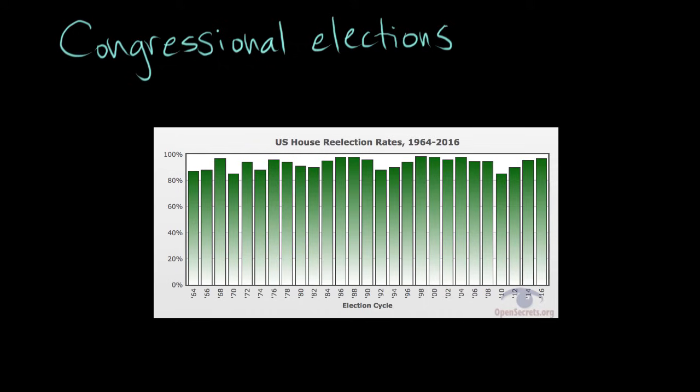Here's a statistic that might surprise you. 95% of elected officials who seek re-election in the United States get re-elected. Just look at this graph that shows the rate of re-election for members of the U.S. House of Representatives. It hovers all the way up here.